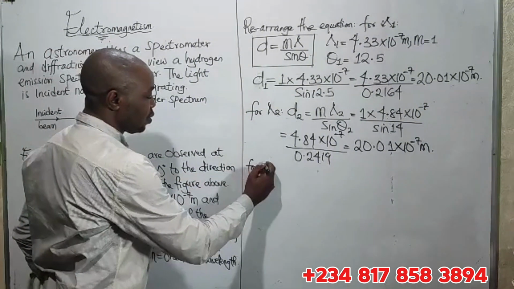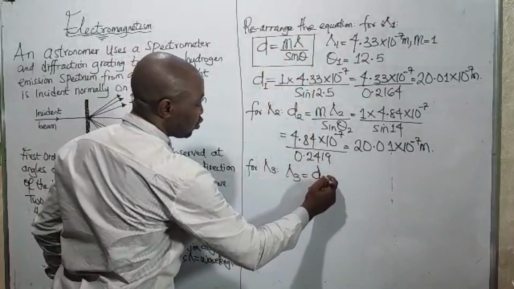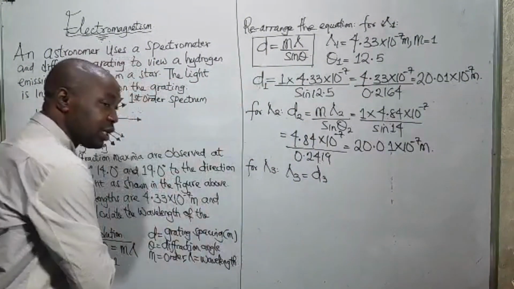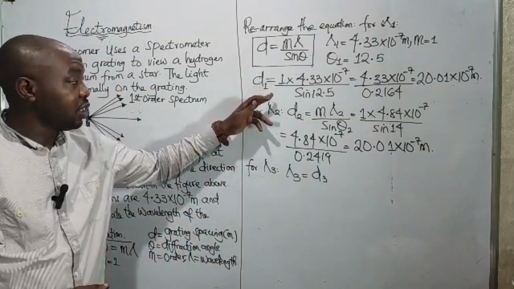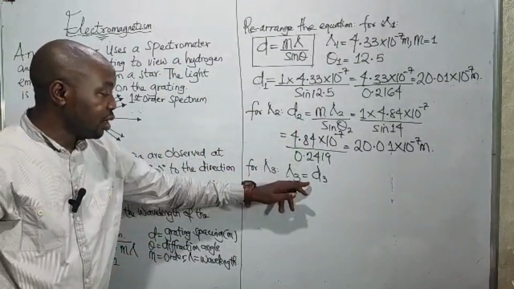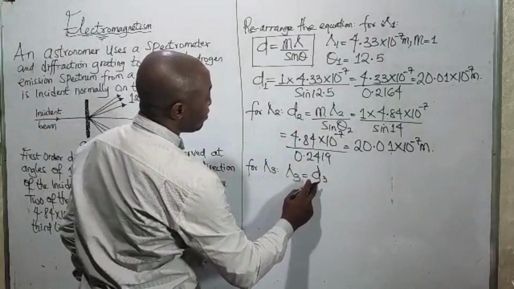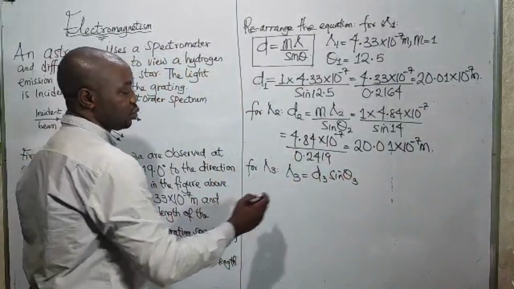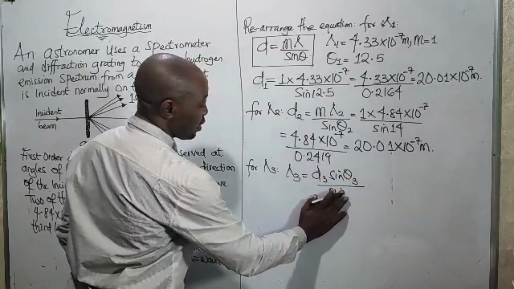So for lambda 3, when we rearrange this equation, lambda 3 will be D3, which is the spacing grating for the third line. This is the spacing grating for the first line, and this is the spacing grating for the second line, that's D2. So we have our D3, the spacing grating for the third line, multiplied by sine of the third grating angle, then we divide that by M, the order.